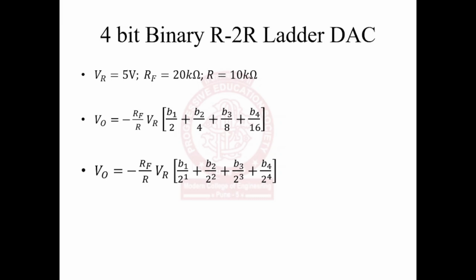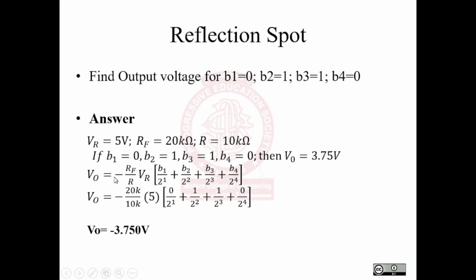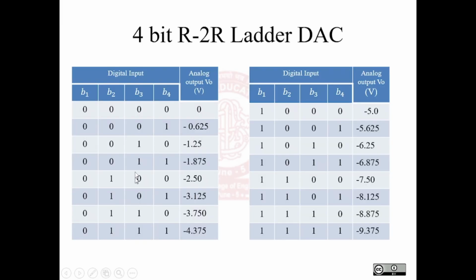So the output voltage VO, considering the values which are given to us, the answer is VO is minus 20k upon 10k into 5, 0 upon 2 raised to 1 plus 1 upon 2 raised to 2 plus 1 upon 2 raised to 3 plus 0 upon 2 raised to 4. So the answer that we have is VO is minus 3.75 volt.